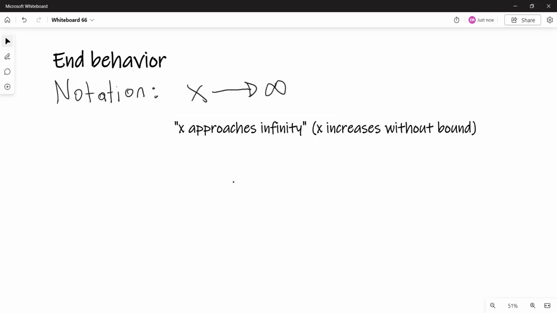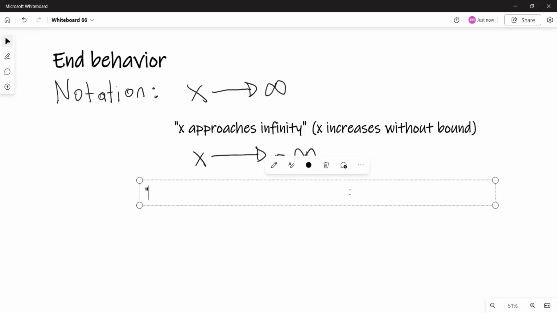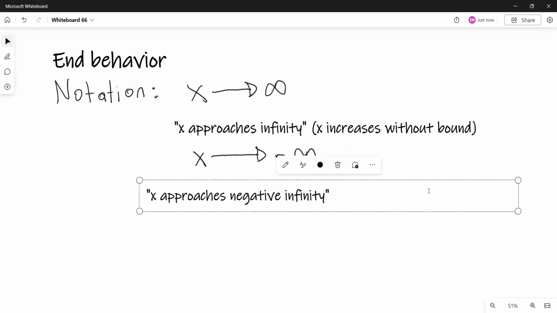And we're going to use the notation x approaches negative infinity, x right arrow negative infinity, to denote that x approaches minus infinity, or negative infinity. This will mean that x increases without bound in the negative direction.